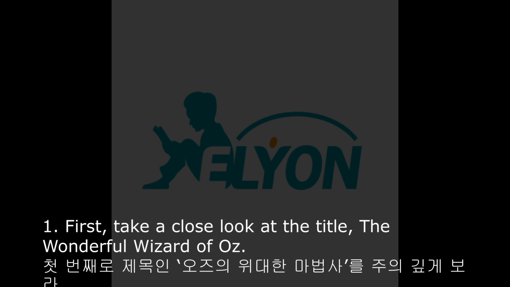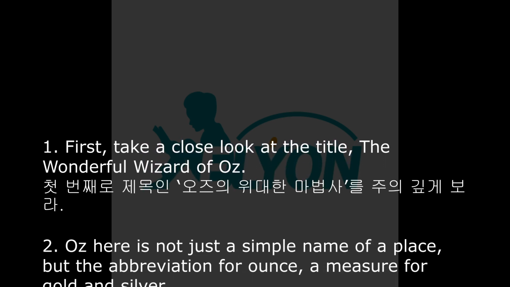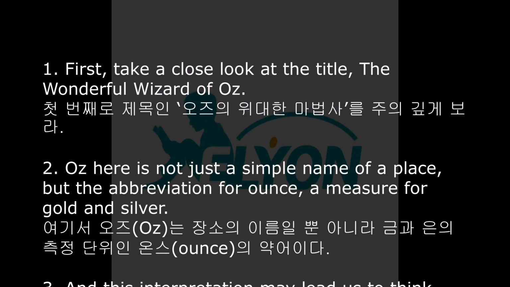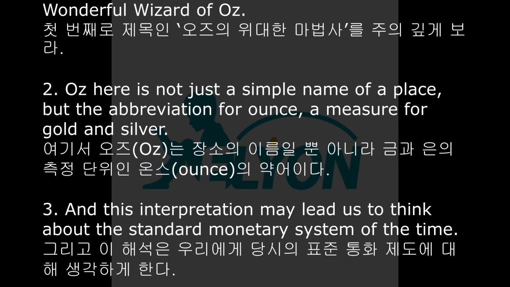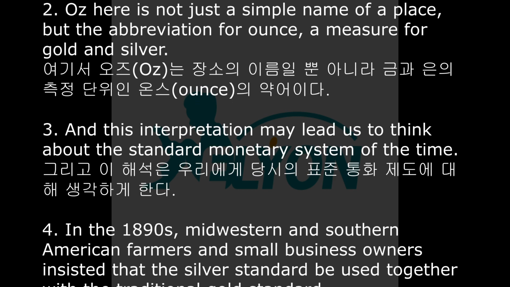First, take a close look at the title, The Wonderful Wizard of Oz. Oz here is not just a simple name of a place, but the abbreviation for ounce, a measure for gold and silver. And this interpretation may lead us to think about the standard monetary system of the time.